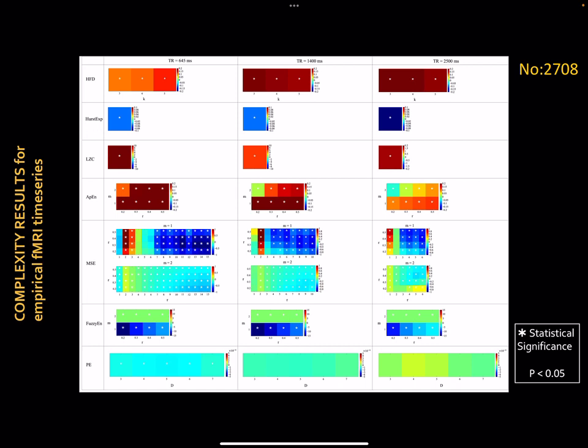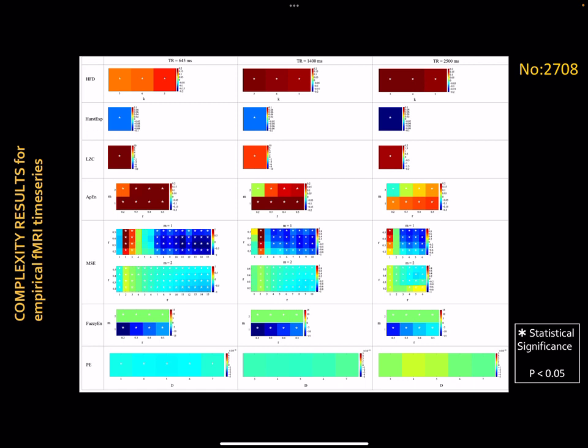Complexity results for empirical fMRI time series signal. Each square represents the difference between mean complexity of CSF and gray matter. Complexity should be able to distinguish signals from gray matter and CSF, as gray matter is assumed to show greater complexity. Likewise, in surrogate data, that difference should disappear. So we expect blue squares, which represent the high mean complexity in gray matter.